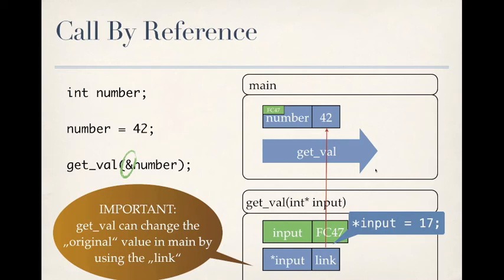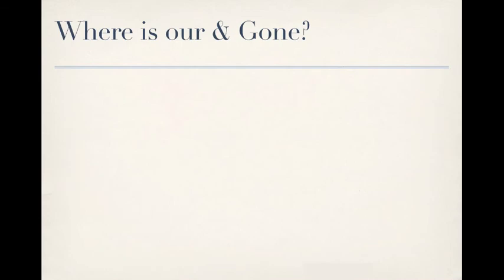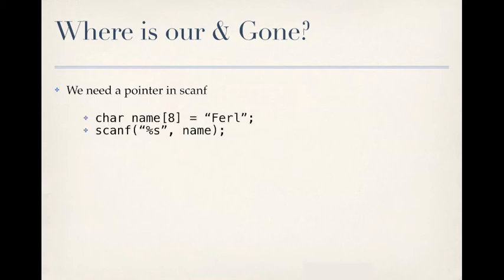So that's the secret behind call by reference, and this is also the secret behind this ampersand. Nevertheless, we still have one question open. This is, where was our ampersand gone when we had this array of characters? We know already pretty well, for example, that scanf needs a pointer, because otherwise it would not be able to write into our variable. But we did not specify a pointer here.